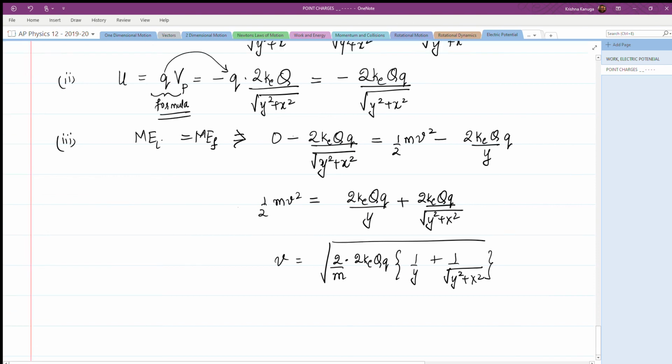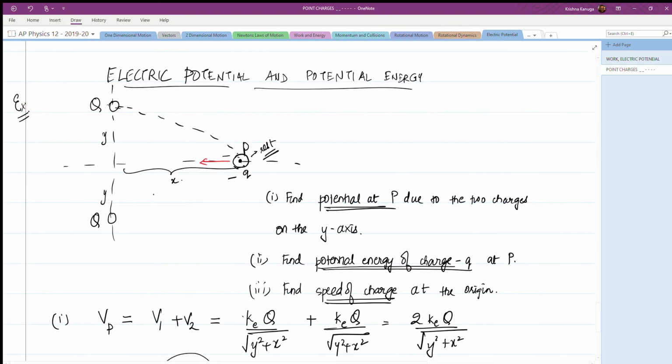Just a quick note: once you let go of this object at point P, and if you allow it to move, the particle is going to accelerate as it approaches the origin. But once it moves past the origin, it is going to start decelerating again, because once it's on the other side of the origin, these two charges are going to start pulling it again towards the origin. So it's going to oscillate. Assuming energy is conserved, it's going to go an equal amount x on the other side, and keep oscillating between the 2 points.